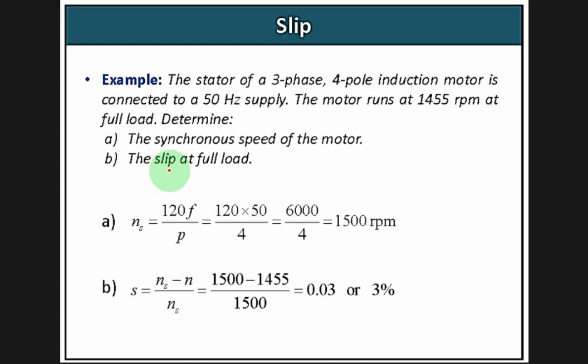Then the slip at full load. To find slip, you must know the rotor speed and synchronous speed. So slip is Ns minus N over Ns. Now synchronous speed is known and rotor speed is given as 1455. Therefore you can calculate, it becomes 3%. So this type of calculation can be done for induction machines.